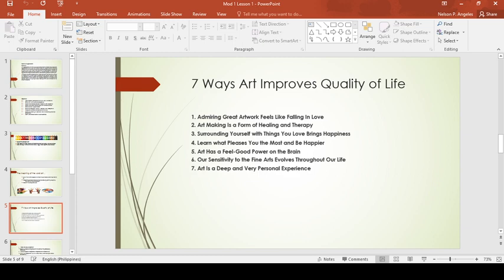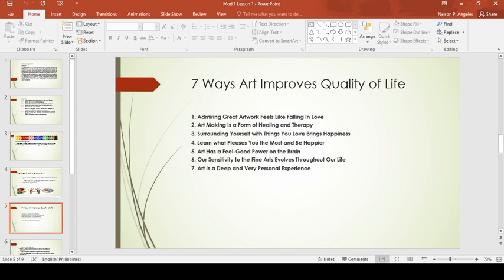Okay? Then, surrounding yourself with things you love brings happiness. So, syempre, all the joy is about surrounding ourselves with things that we love. Di ba? So, we love what we are doing. Yung bukal sa loob natin.